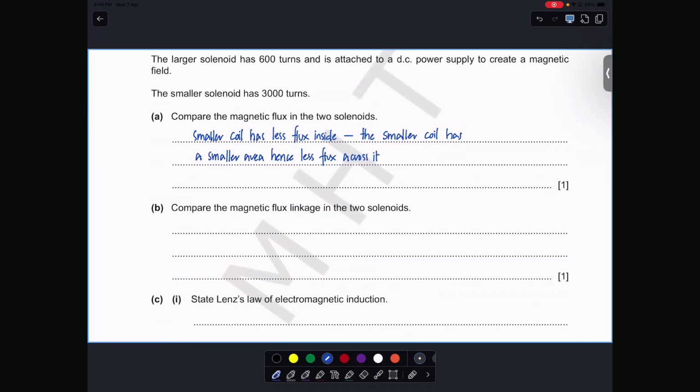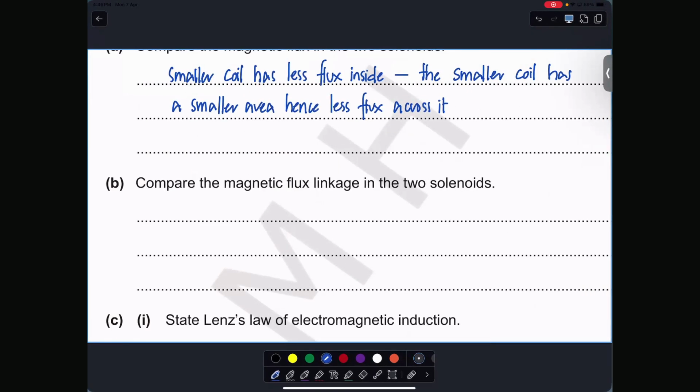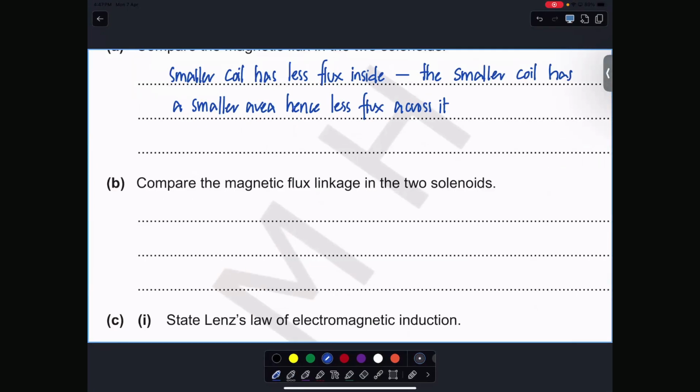Right, next বলছে compare the magnetic flux linkage in the two solenoids. Magnetic flux linkage এর formula বললে things will be easier. What was the formula for magnetic flux linkage? BAN sin theta, or BAN, right? So flux linkage equals BAN. What plays a role here?